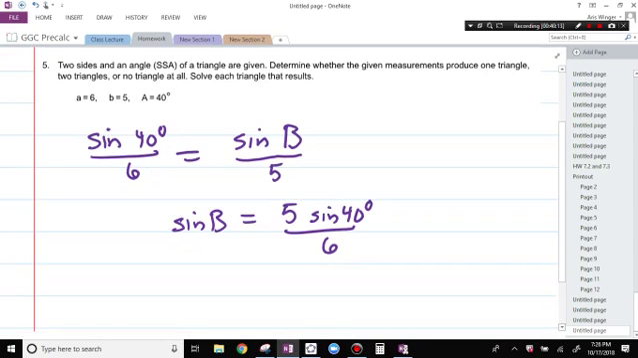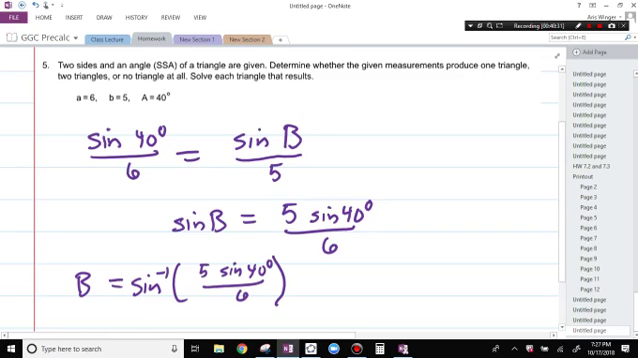And now, how do I free B? I have to do what? The inverse sine. Heavy calculator time. B is equal to the inverse sine of 5 sine of 40 degrees over 6. All calculator now. 32.4. They want you to round to the nearest whole angle.